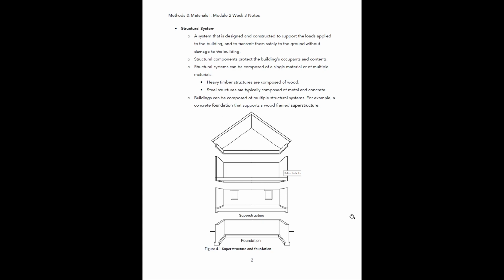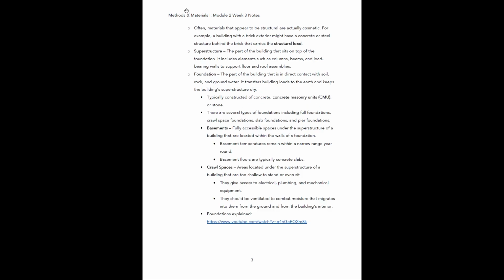All right, if you look at this little diagram here, from your textbook, you can see we have our foundation, which is usually made of concrete or some type of masonry at the bottom supporting the rest of the building, and everything above the foundation is what's known as the superstructure. Often materials that appear to be structural are actually cosmetic. For example, a building with a brick exterior might have concrete or steel structure behind that brick that actually carries the structural load of the building.